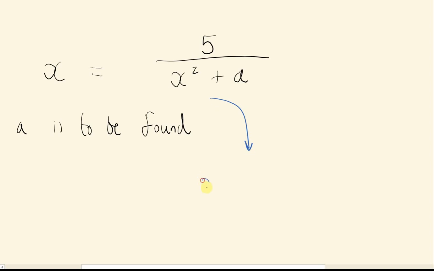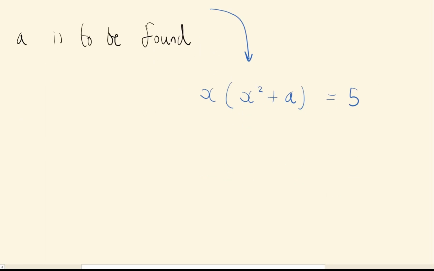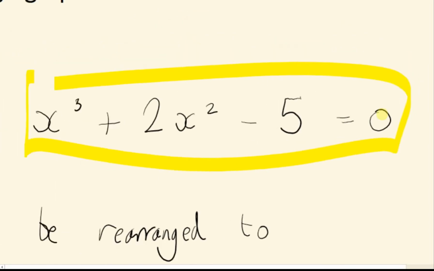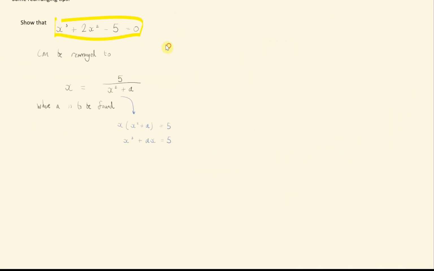So from here, let's times it by x squared plus a, and let's expand that out as well. So now we've got x cubed plus ax equals 5. Okay, that looks a bit nicer. Let's compare it to what we started with. Let's put them side by side just so it's easier to see how they compare.